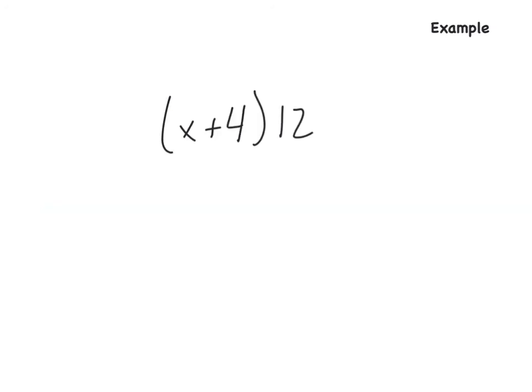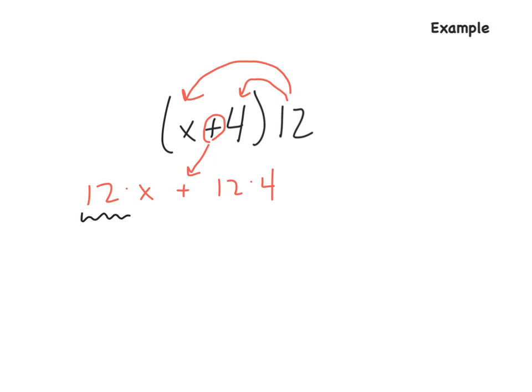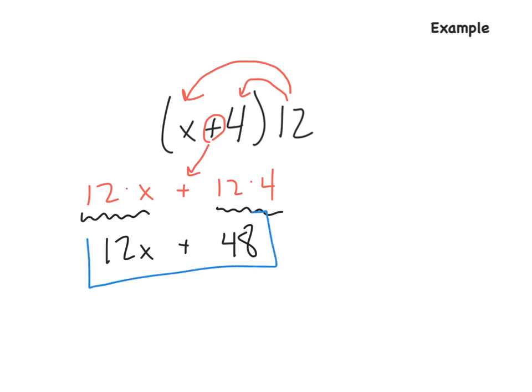Now I have this last one here for you to try with the number on the opposite side. So pause the video, try this one, and then unpause the video to see what I've done. So if we do 12 times x, bring the sign down, plus, then we do 12 times 4. Now if we multiply 12 times x, we get 12x, plus 12 times 4 is 48, and this is our final answer, 12x plus 48.